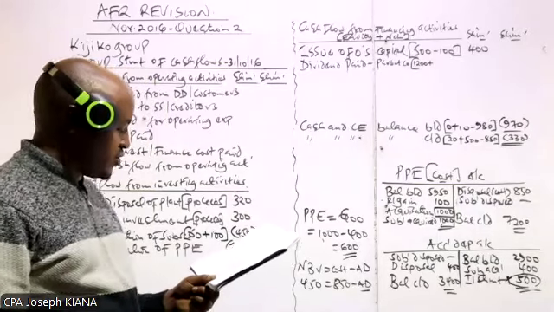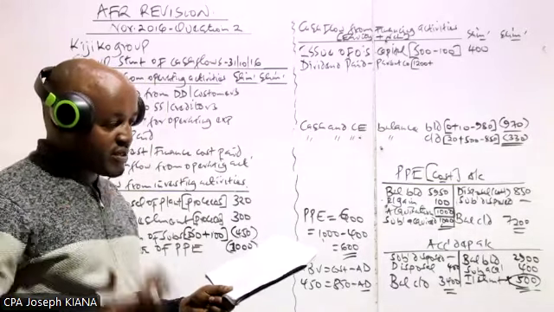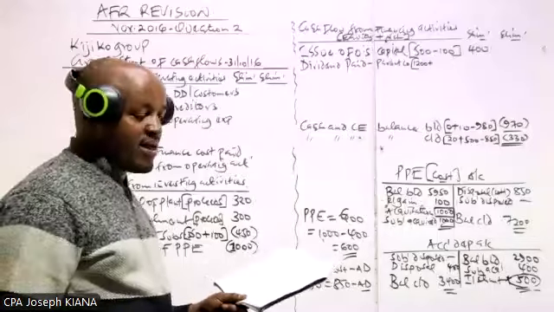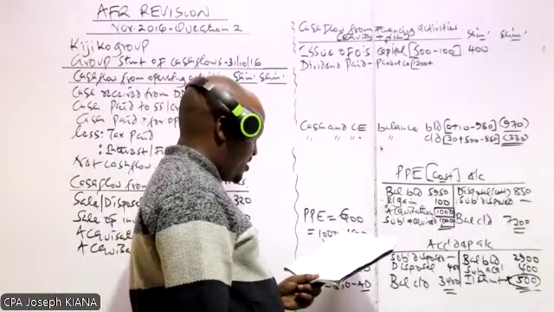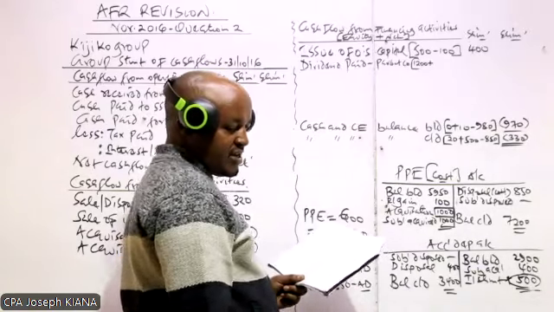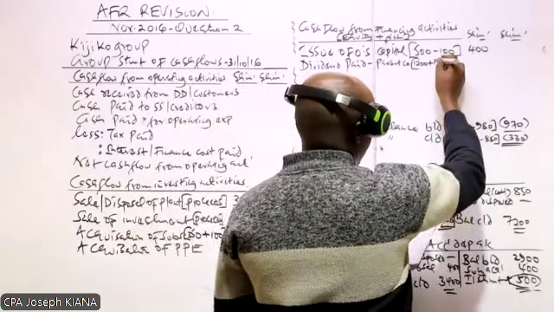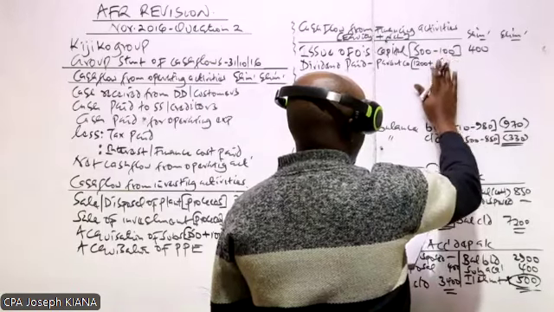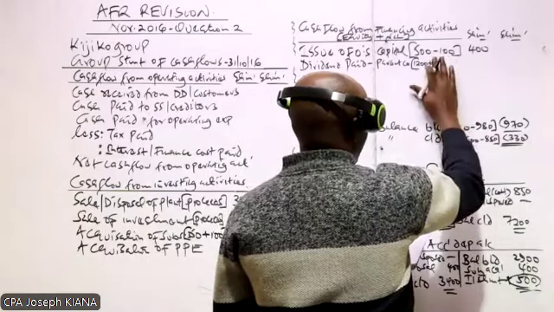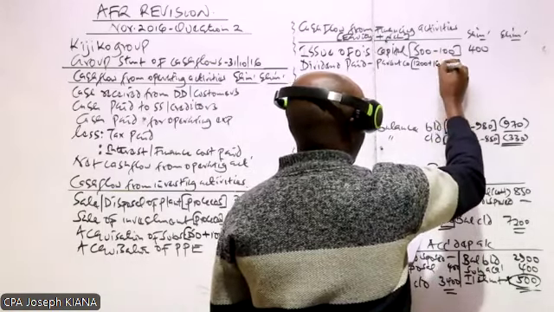Profit for the year attributable to the parent company, or attributable to the holding company. How much is that? From the income statement, that should be the last item. Yes, that is a figure of 1650. So we don't consider the full amount of the profit. We only consider the profit attributable to the parent, which is 1650.